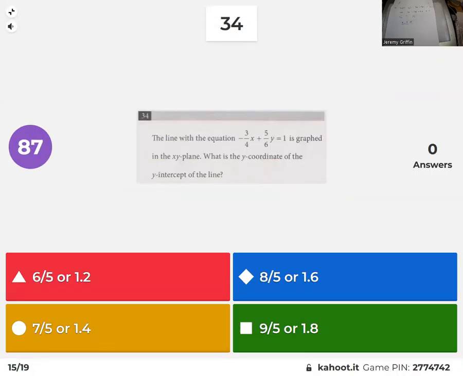The line with that equation is graphed in the xy plane. What is the y coordinate of the y-intercept of that line?